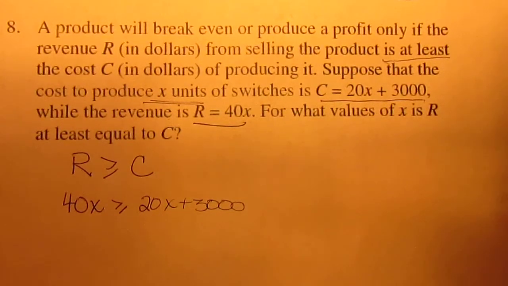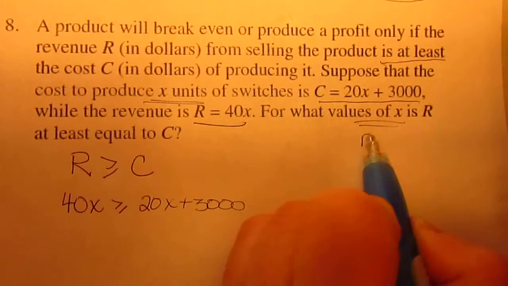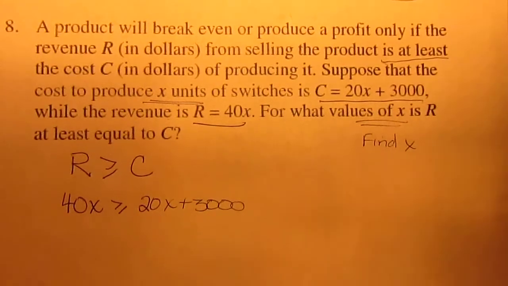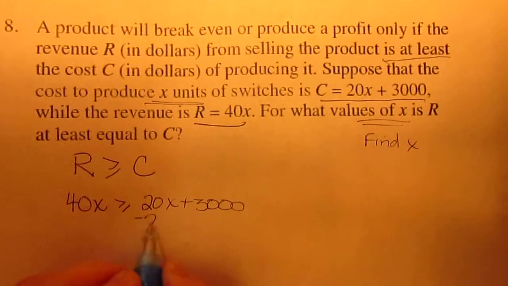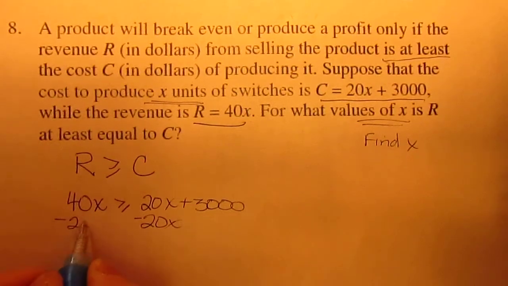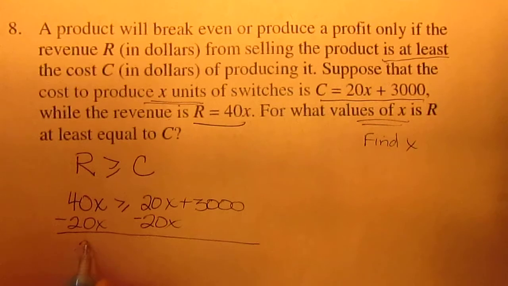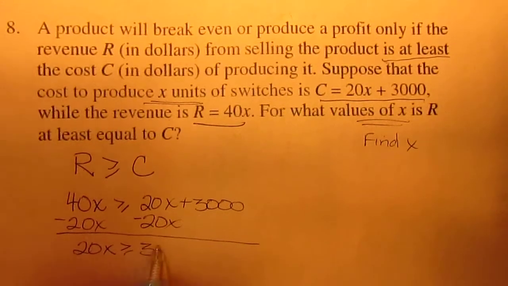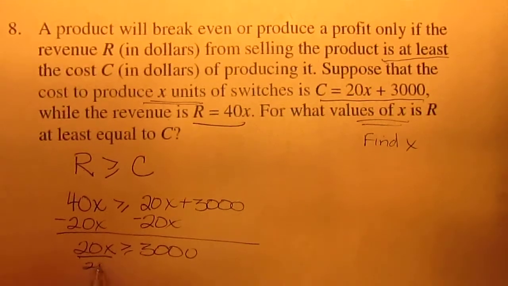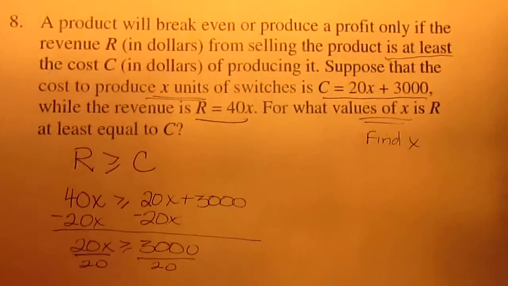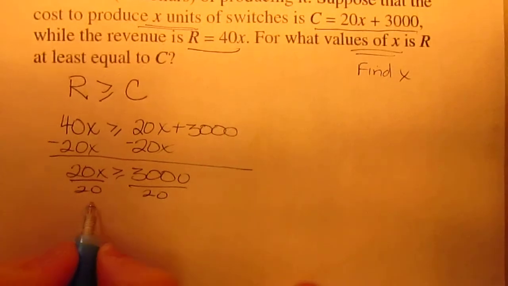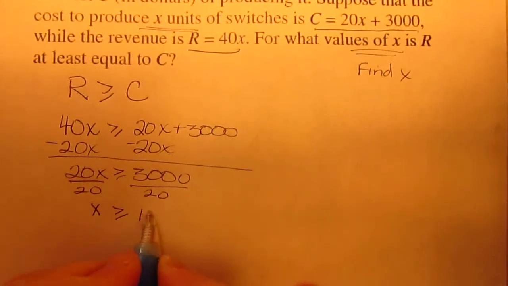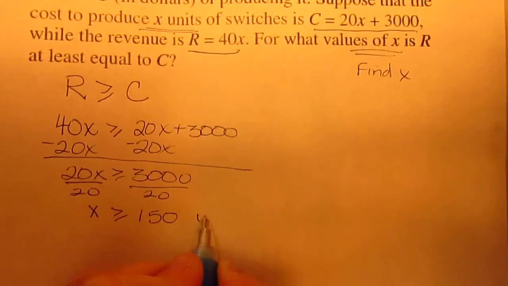For what values of X, so we have to find X, is R at least equal to C. R is at least equal to C. So we pretty much solved this. That's it. Divide by 20 on each side. And we end up with X is greater than or equal to 150 units.